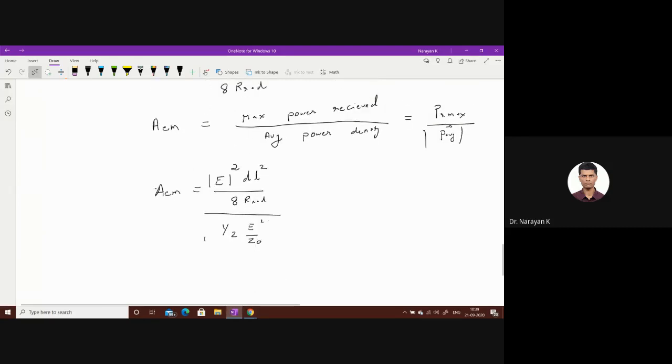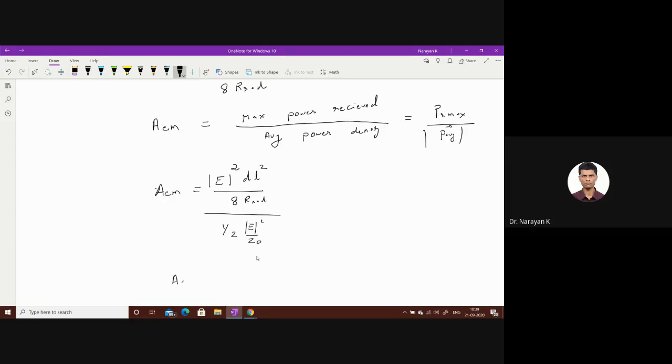Okay. So how I have got this is nothing but your Z naught is your radiation resistance of free space. Whenever you take the power, I have to write half E square by Z naught. So this is one normal way of writing average power density. This is already known. So this term is your average power density.